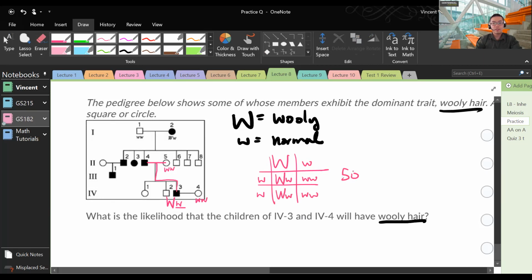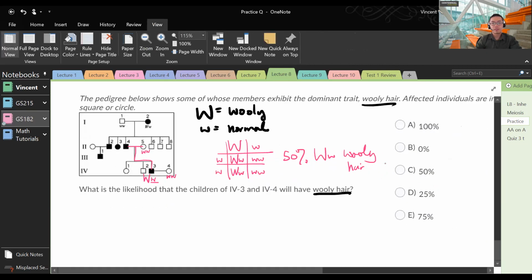And we'll see there's a 50% chance of big W, small w, woolly hair. Okay. The answer is 50%.